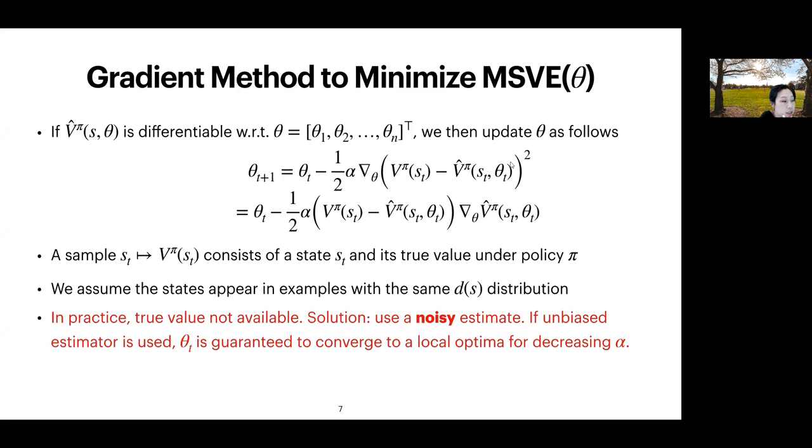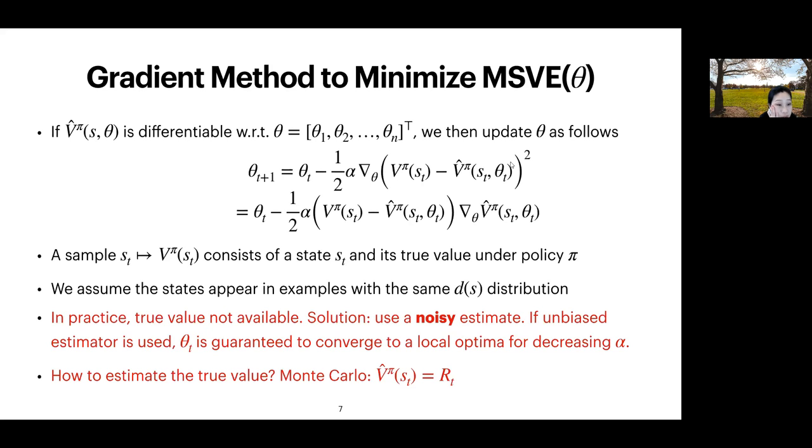Okay, so in practice, the true value is not available, right? So this guy, you don't know that. So what do you do? Usually people would use a noisy estimate, right? So for example, if you use some kind of unbiased estimator, then theta t will be guaranteed to converge to a local optimum for decreasing alpha, decreasing your learning rate. This is again related to optimization, but we don't have time to prove some kind of convergence here.